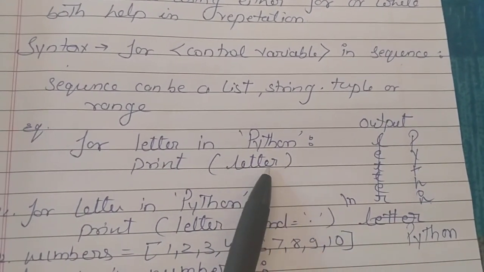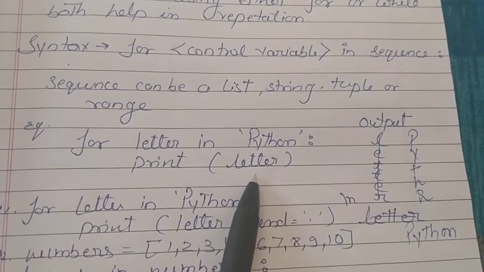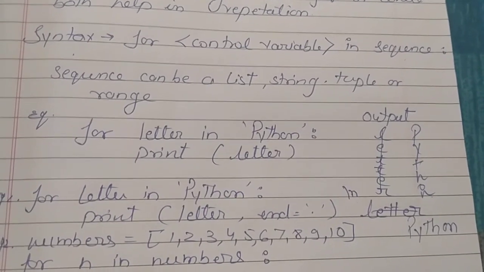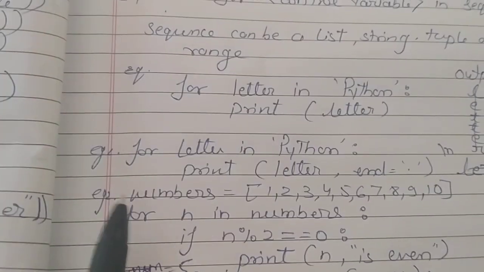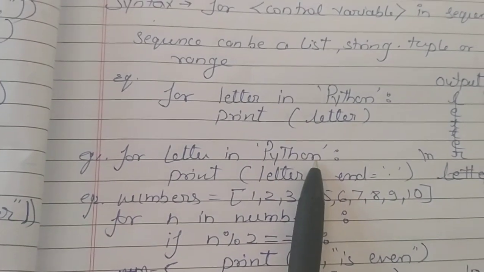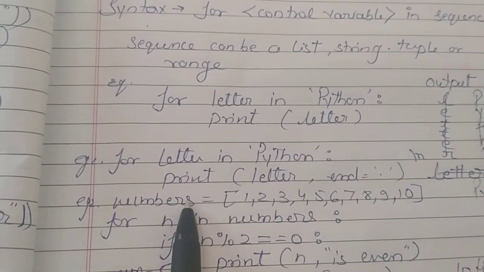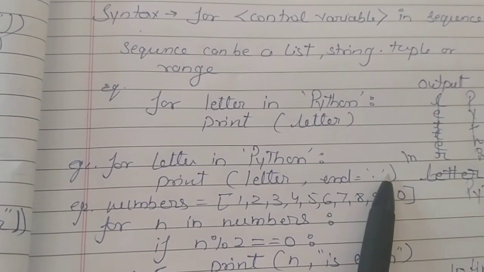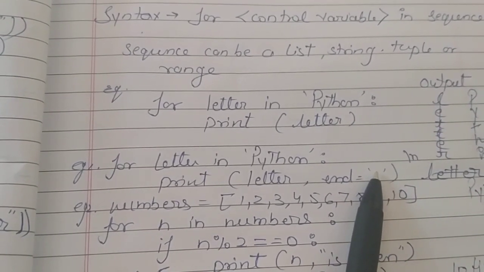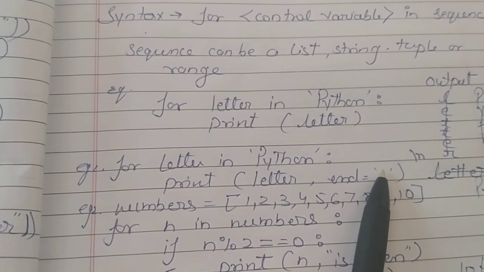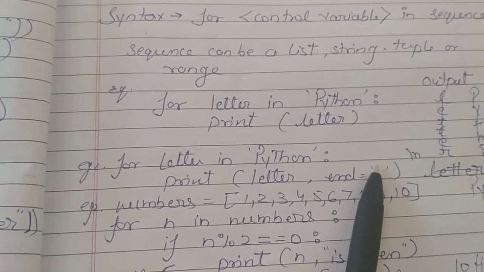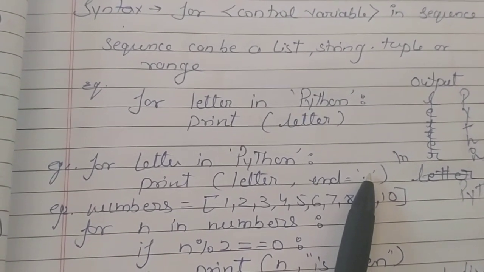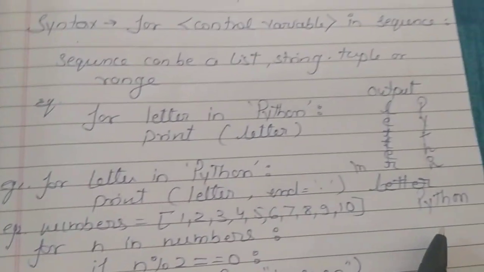But if you don't want it like that, you can print in a single line also. Not vertically, horizontally, in a single line if you want, you can print. See how you can do that. For letter in Python, the same statement. Print letter, comma, end equals empty single quotes. Now the default argument which was \n, we have changed it to a space. So no more \n is going to work with this particular statement, and your output will come like that.